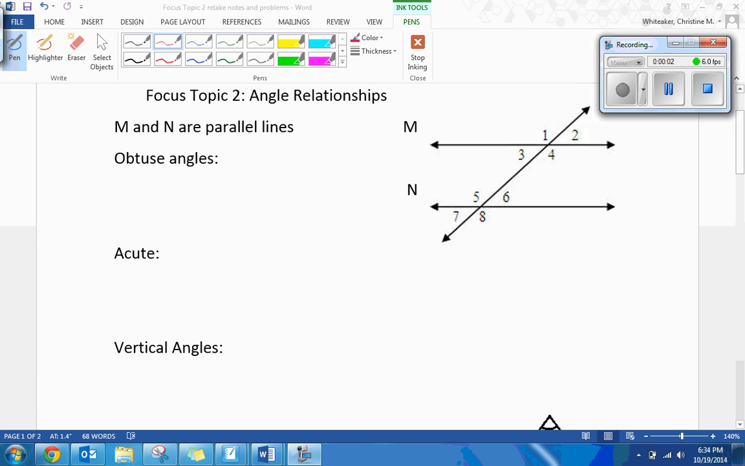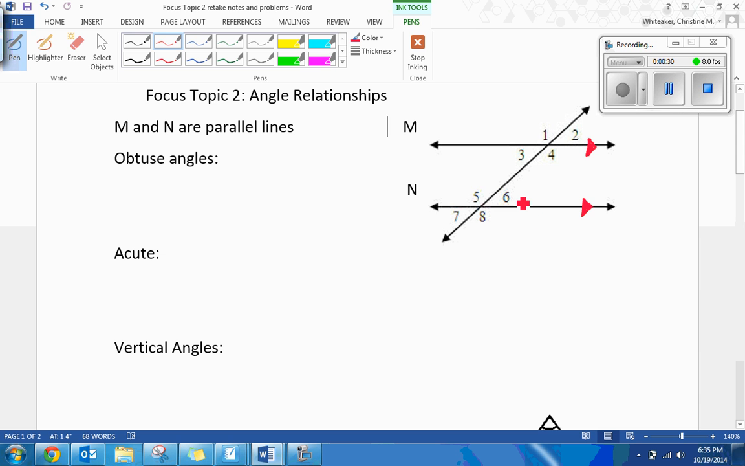Okay, so let's talk about angle relationships. So we're going to talk about this figure here on the right. And because of this statement right here, we know that line M right here is parallel to line N right here. And that's the way to note that these are parallel lines. Okay, so we know now a lot of angle relationships that exist in this figure.